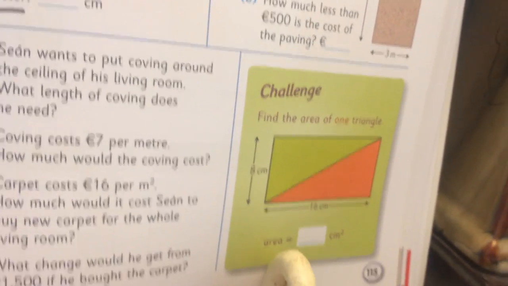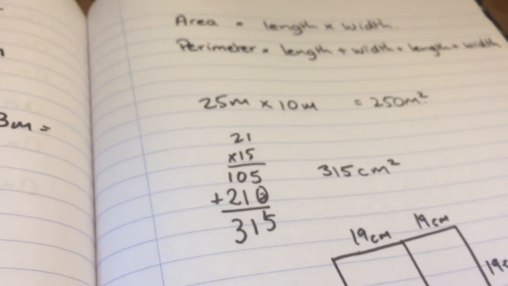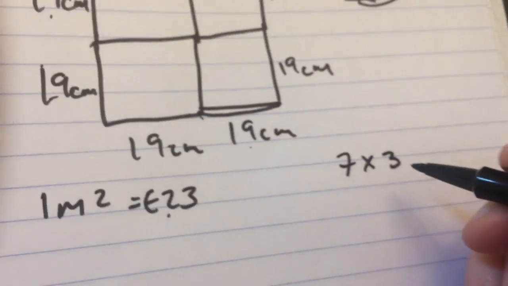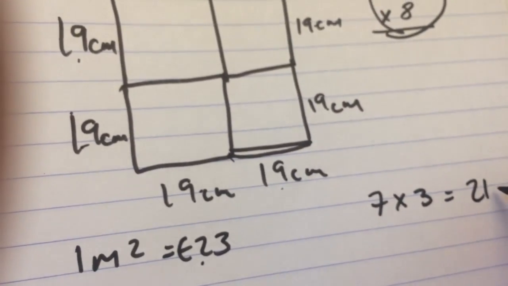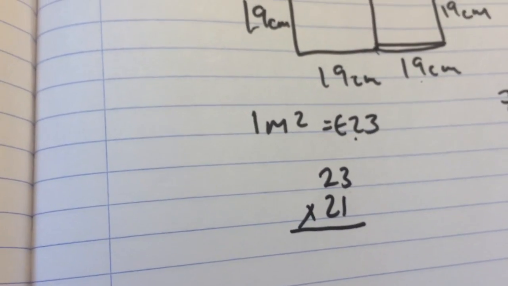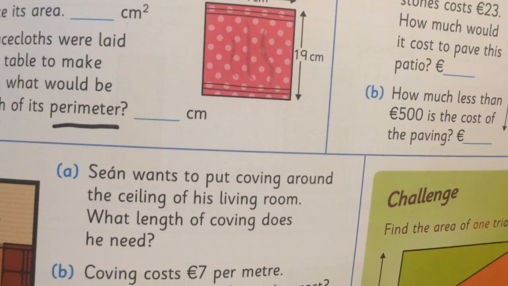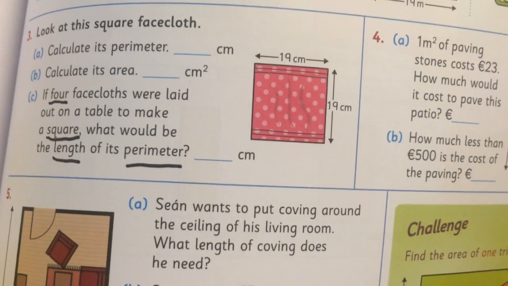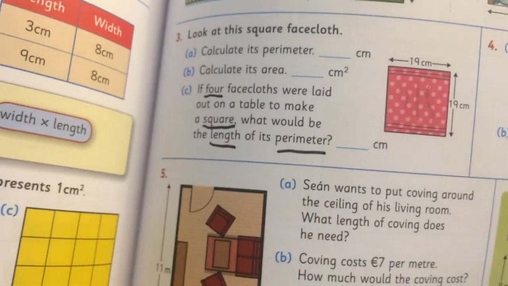So you have to find the area. 7 multiplied by 3 gives you my area. 7 metres multiplied by 3 equals 21 metres squared. So your answer is you need to multiply 23, which is the price of 1, by 21, which is the amount you need. And that will give you your answer there. So you can work that one out, okay? And then it says, how much less than 500 is the cost of the paving? Okay, so you work that out as well. You take your answer away from 500.